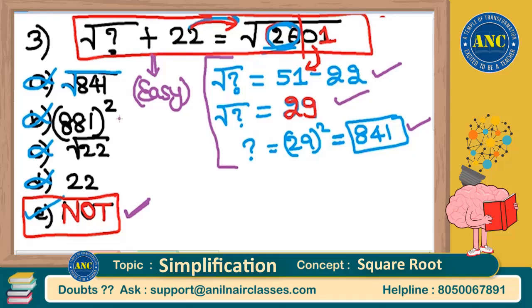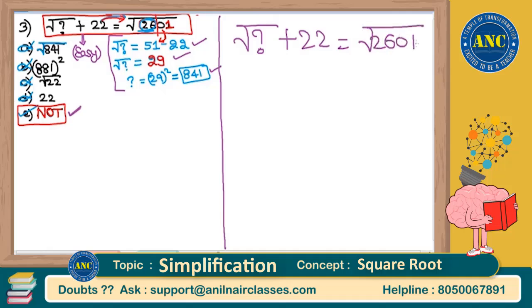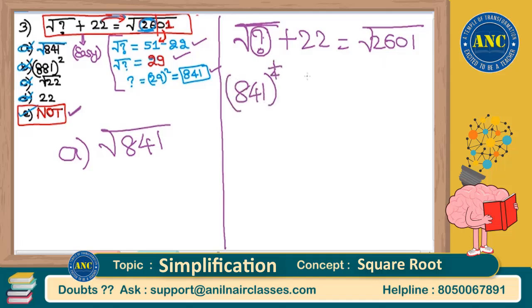Now, that is one way of looking at this question. Listen carefully, sir. Another way of looking at this question is: square root of question mark plus 22 is equal to square root of 2601. Now, think logically. First option is root 841. In place of question mark, if I put root 841, root 841 under another root means it becomes 841 to the power of 1 by 2, power 1 by 2, that is 1 by 4. Left hand side is power 1 by 4, right hand side is power 1 by 2, which anyway will become a whole number. This cannot be a valid option.